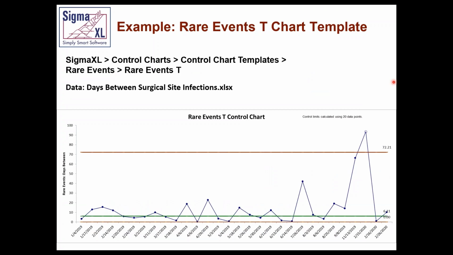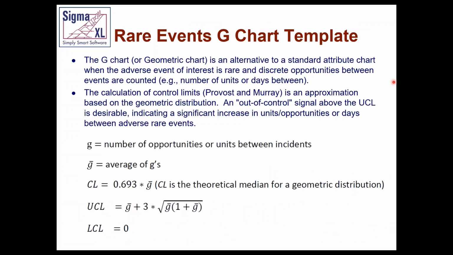Next, we'll look at the G chart. So the G chart, or geometric chart, is an alternative to an attribute chart. Again, the adverse event of interest is rare, but this time there are discrete opportunities between events that you're counting. So the control limits are shown here. This is again out of Provost and Murray.